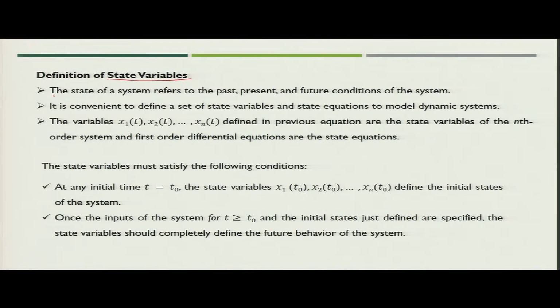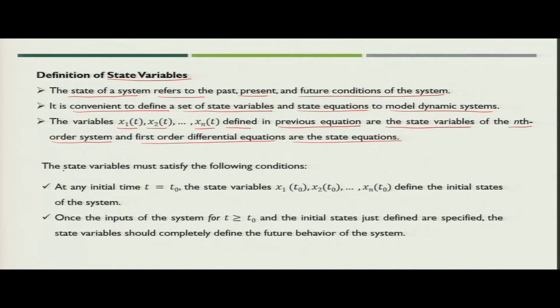Why do we call them state variables? Because first let us understand what is state. State of a system refers to the past, present and future conditions of the system. Now, it is convenient to define a set of state variables and state equations to model the dynamic system. Here, the variables which you have defined like x1, x2, xn are the state variables of the nth order system, and the first order differential equations are the state equations.